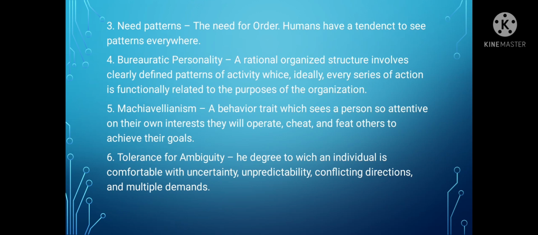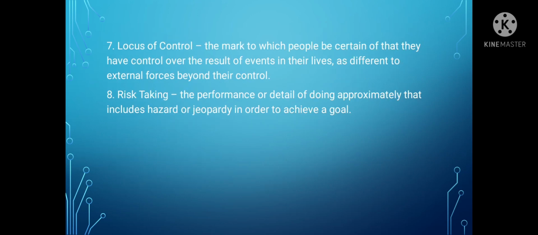Number seven is locus of control, the extent to which people are certain that they have control over the result of events in their lives, as opposed to external forces beyond their control. So, it is an individual's perception about the underlying causes of events in his or her life. So, that is locus of control.